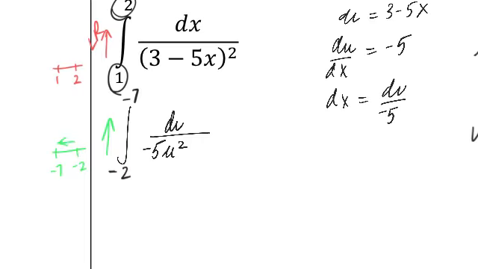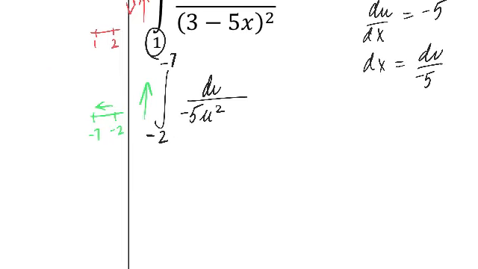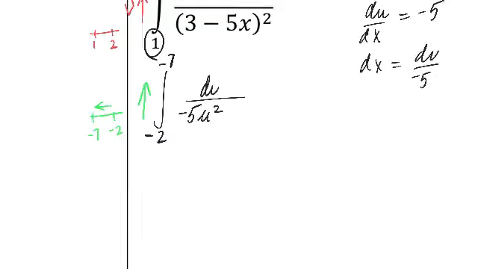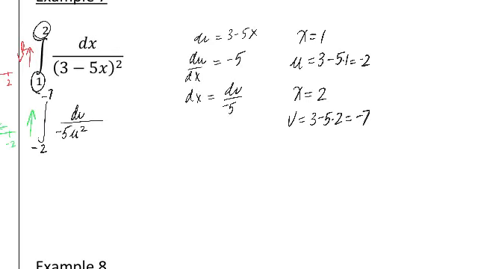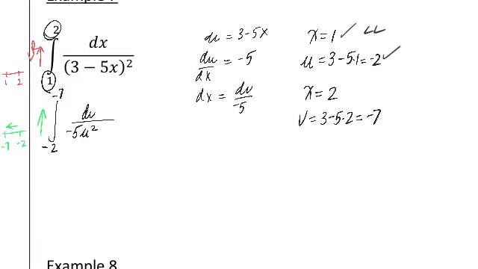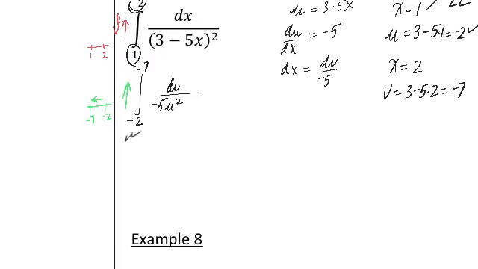It's going from right to left because -7 is less than -2. But you do not need to do anything other than proceed and do the correct math here. Don't be switching things around or adding negative signs. You just put the numbers in as they come out. When x was 1, u is -2. This is a lower limit, so you put it on the bottom.